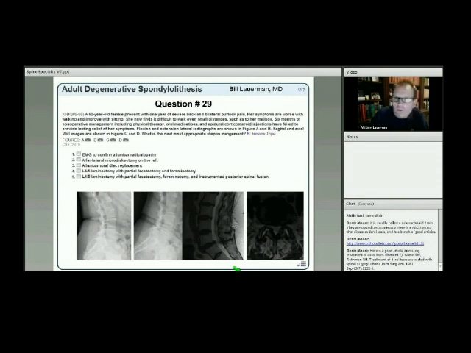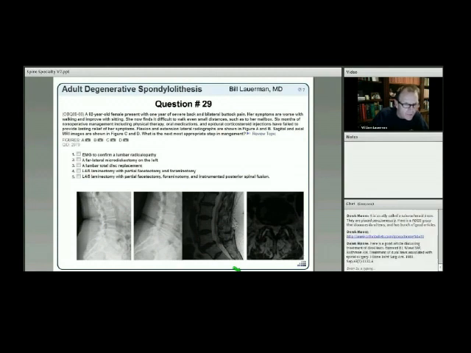Okay, a 62-year-old female presents with 1 year of severe back and bilateral buttock pain. Her symptoms are worse with walking and improve with sitting. She now finds it difficult to walk even small distances. 6 months of non-operative management including physical therapy, oral medications, epidural corticosteroids, and injections have failed to provide lasting relief. Flexion extension x-rays are shown in figure A and B, sagittal and axial MRI.